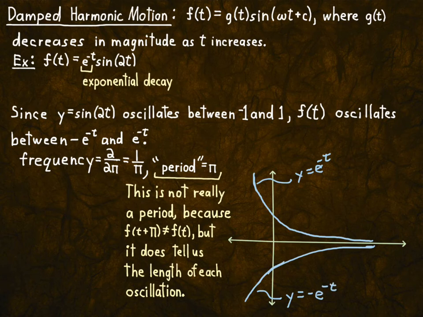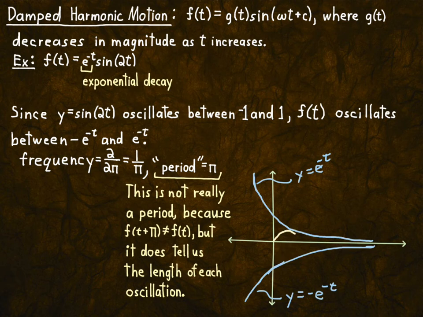This is the graph of y equals negative e to the minus t. And this is a sine function, sine of 2t. So when you put in 0 for t, you get sine of 0, which is 0. And then 0 times e to the minus t is 0. And so this starts at 0, 0. Okay, so it starts there.